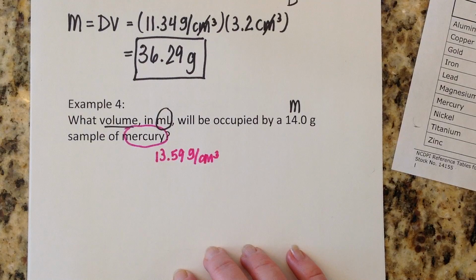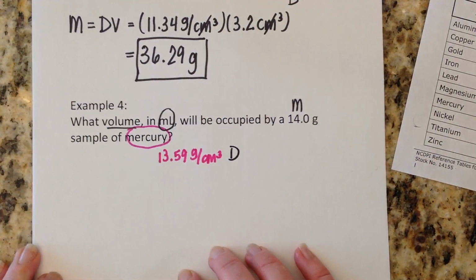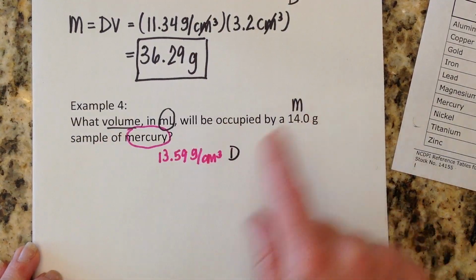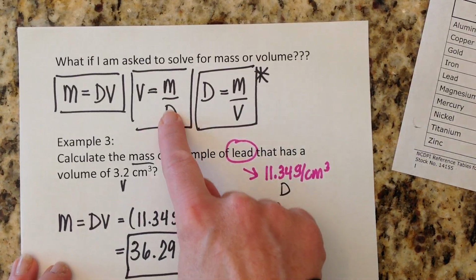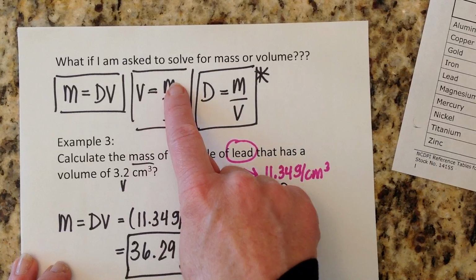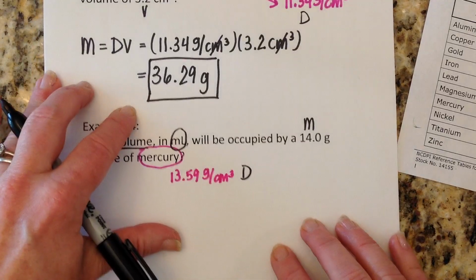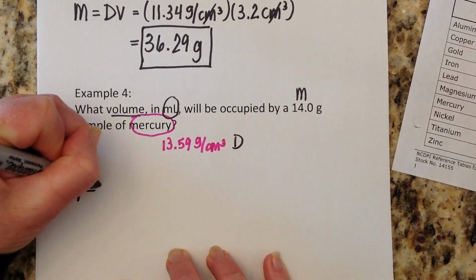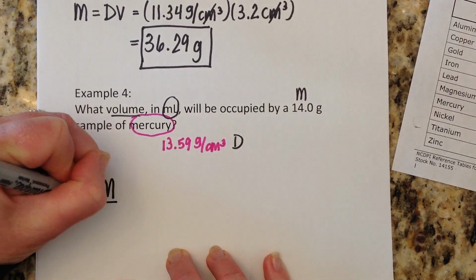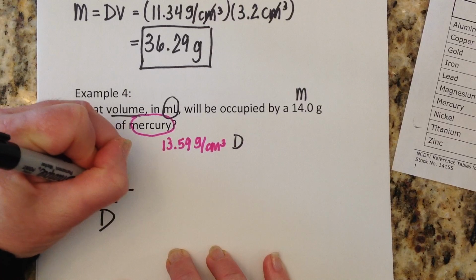And now I have my density. They've asked me for volume, they gave me mass, they gave me density. If I look back up here, I know that I can rearrange, and volume is going to be mass divided by density. So I'm going to write that down. Volume equals mass divided by density.